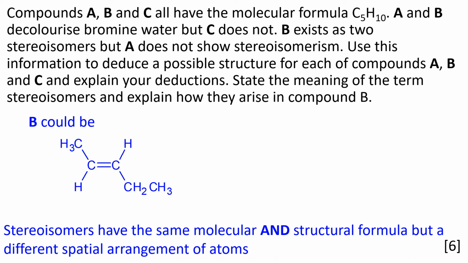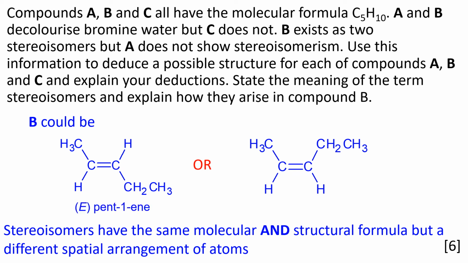So B could be that molecule. You can see that the carbon on the left is attached to a methyl group and a hydrogen. The carbon on the right of the double bond is attached to an ethyl group and a hydrogen. It could also be that, and you think, oh, that's the same thing. No, one of them is the E isomer, and the other one is the Z isomer, due to the restricted rotation around the carbon-carbon double bond.